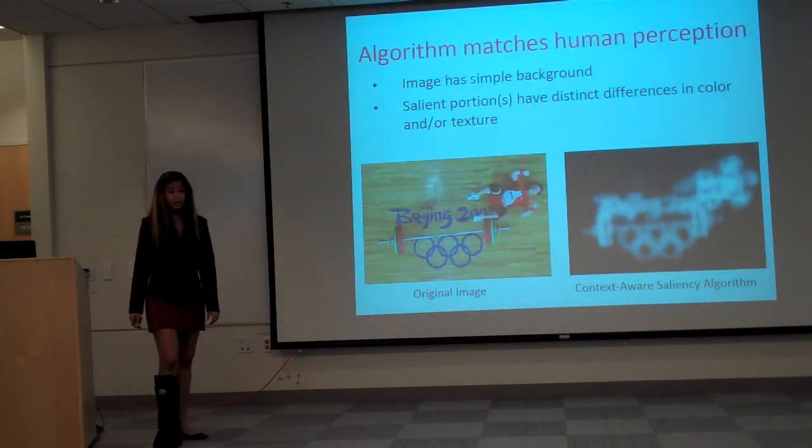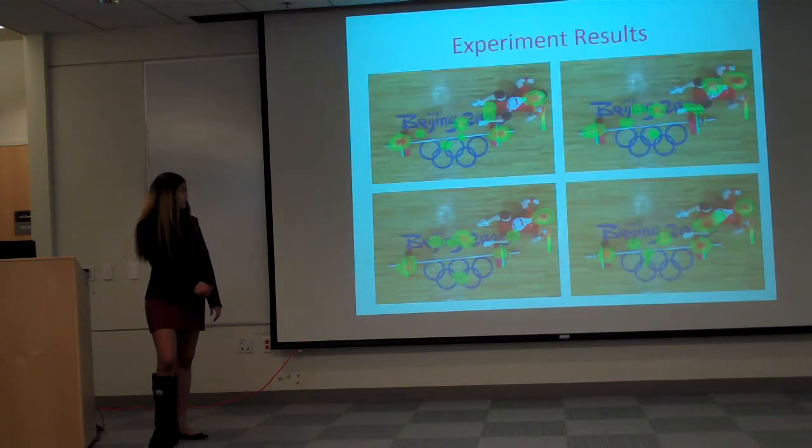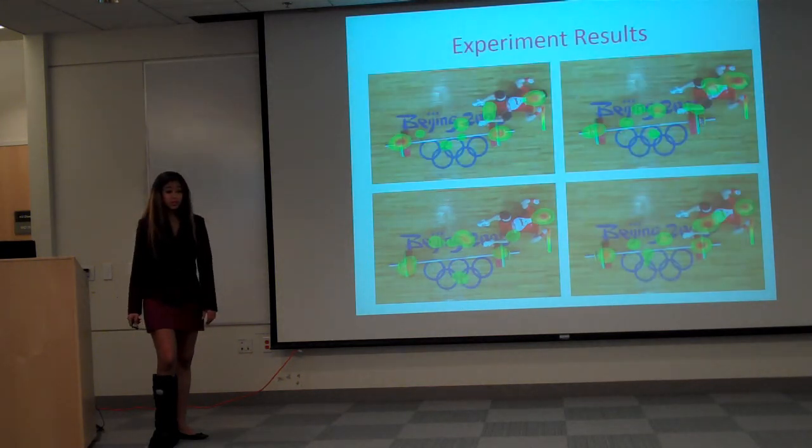Where the algorithm matched human perception, it usually happens when the background is pretty plain and the foreground is pretty distinct from the background. You can see here, this is the picture of the weightlifter again. And this is the ContextAware algorithm, where it finds the weightlifter, where it says Beijing Olympics, the Olympic symbol, and the weight important. These are the results I got from 4 people, and you can see that everyone looks in pretty much the same areas: the face, the body, and the words and the weights.